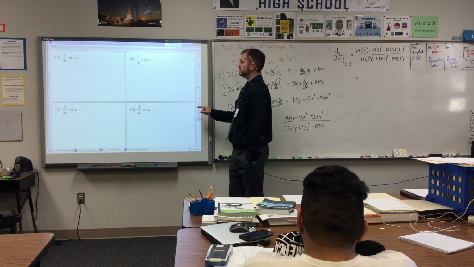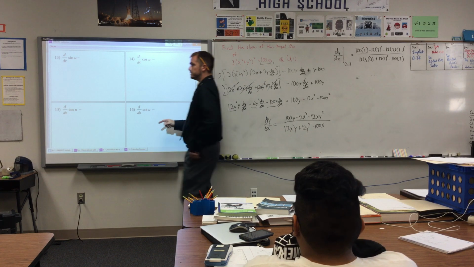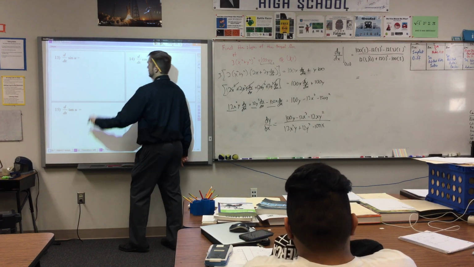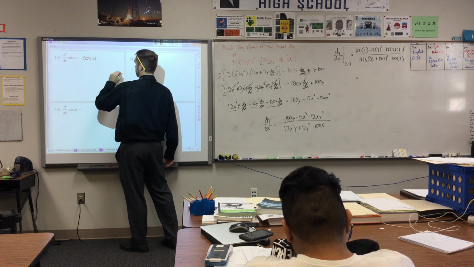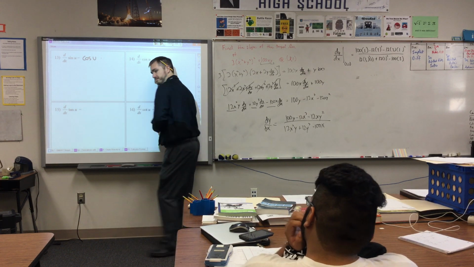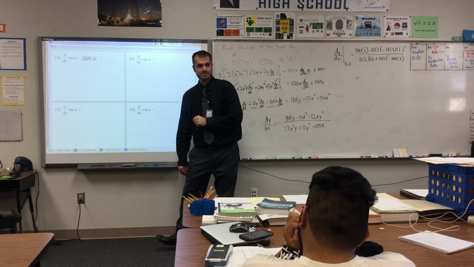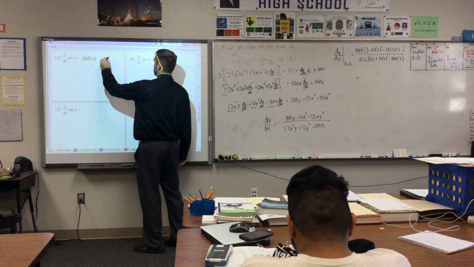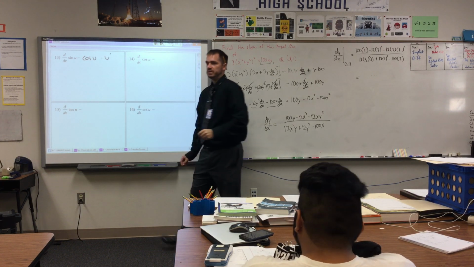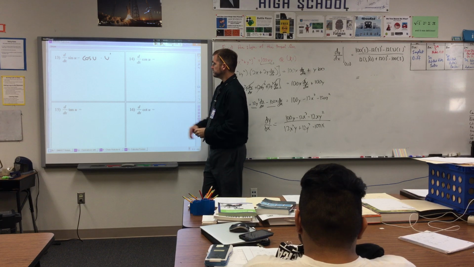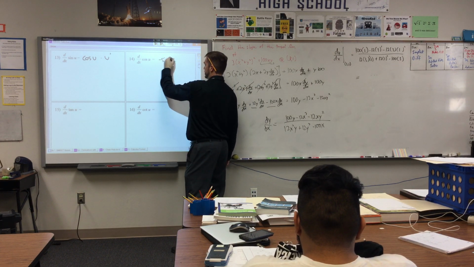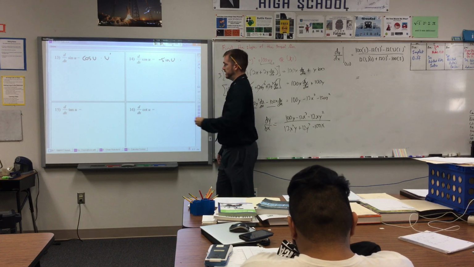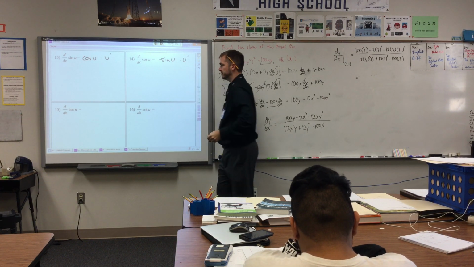But we do know these. What's the derivative of sine u? Cosine u times u prime, chain rule. Don't forget u prime on all of these. Derivative of cosine? Negative sine u times u prime.